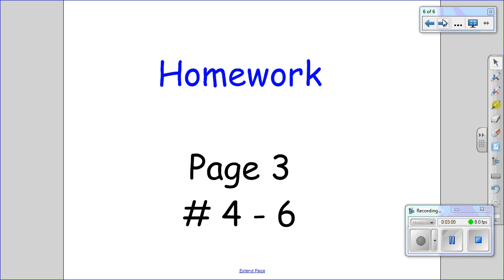Now, before you come to class tomorrow, take a look at page 3, numbers 4 to 6. It's some more first differences questions and looking for patterns.